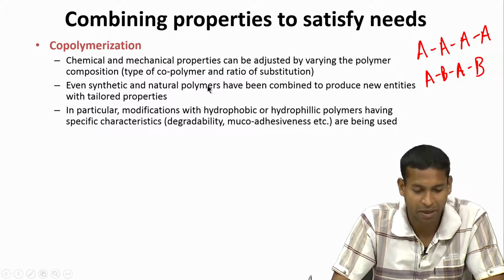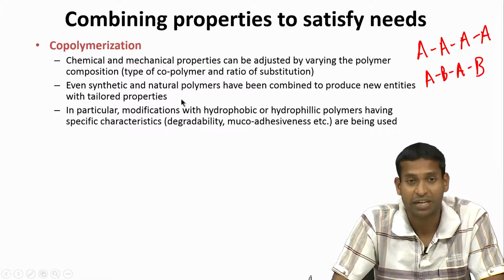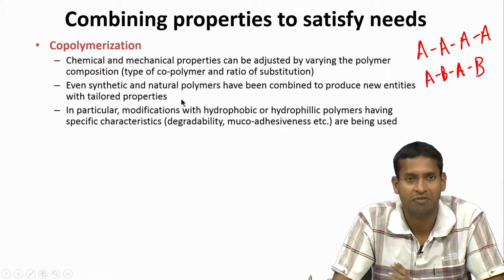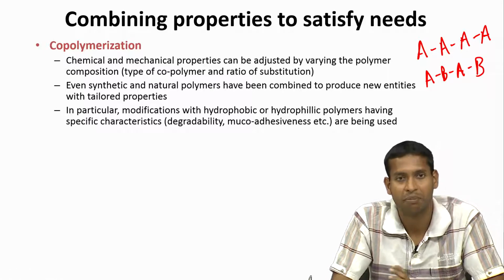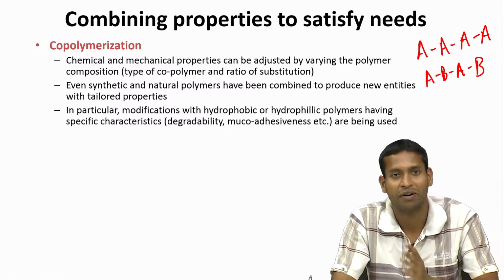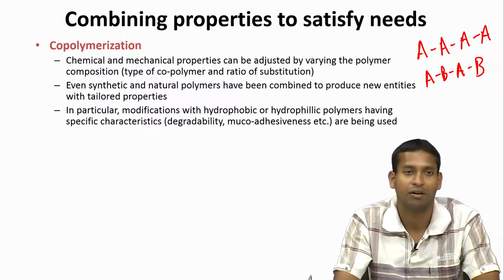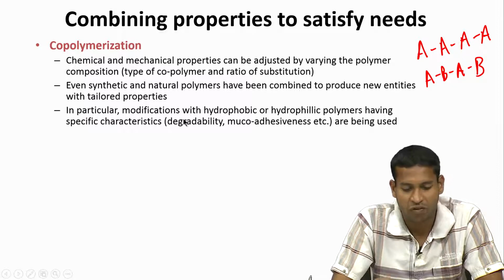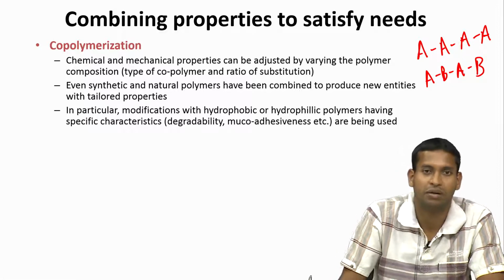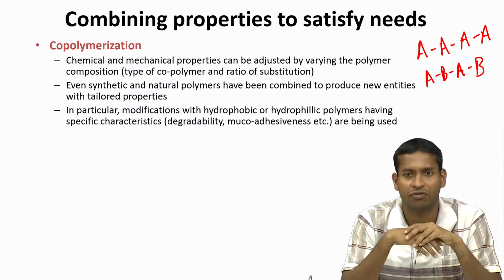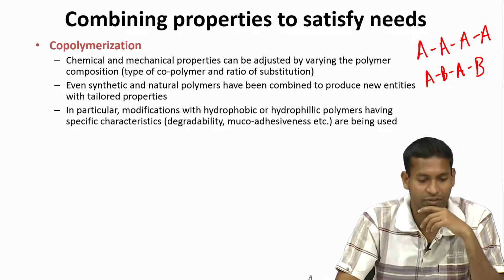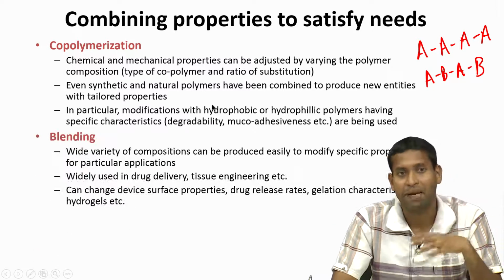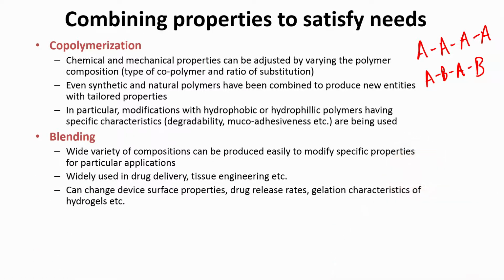So, as listed here, chemical and mechanical properties can be adjusted. You can even combine synthetic and natural polymers. There is no reason why you want to keep it completely synthetic or completely natural. So, if one of the properties of natural polymers is better, you can use that and combine it with synthetic. In particular, you can modify hydrophobic and hydrophilic groups to attain different kinds of degradability, different kinds of interactions with the body, and all of that is feasible. You can blend things. So, you do not really have to copolymerize. Let us say you are going to use a big implant that is made out of A, you can just blend B in it.